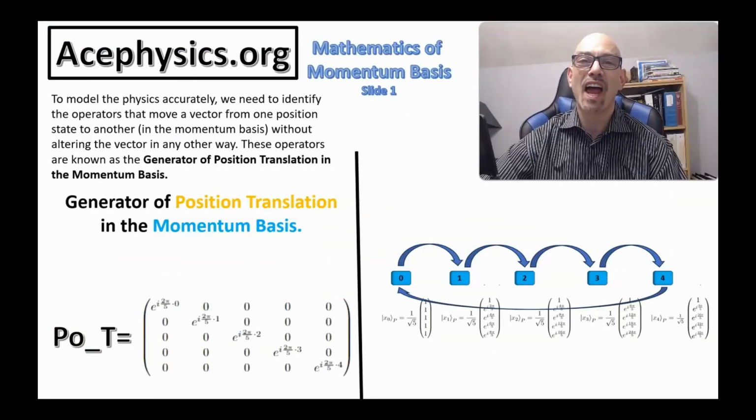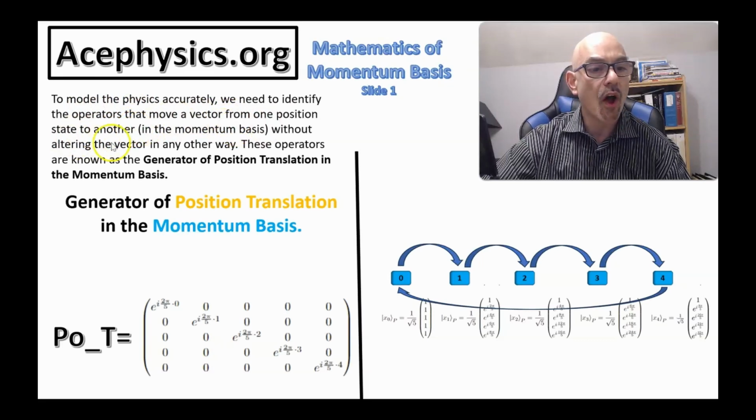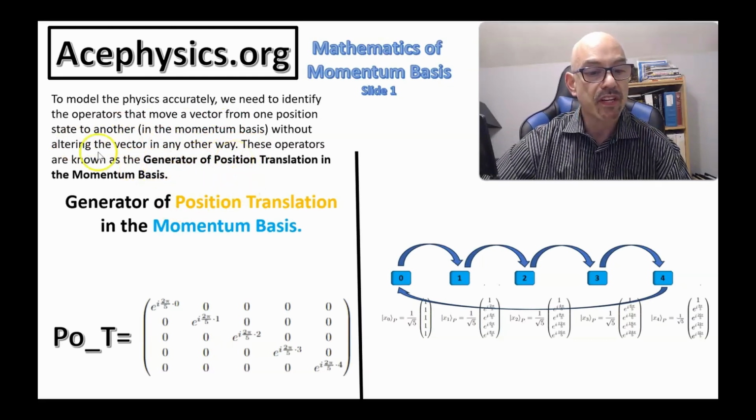On this slide, I want to discuss the mathematics of the momentum basis. To model the physics accurately, we need to identify the operators that move a vector from one position state to another in the momentum basis without altering the vector in any way. These operations are known as the generator of position translation.